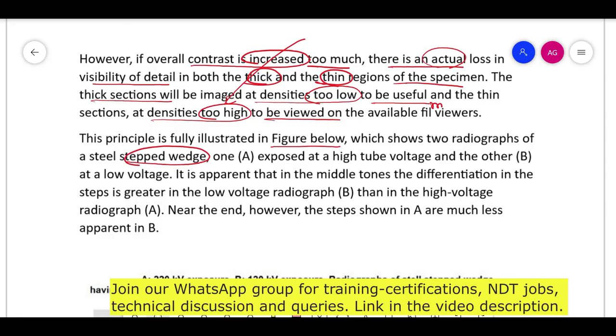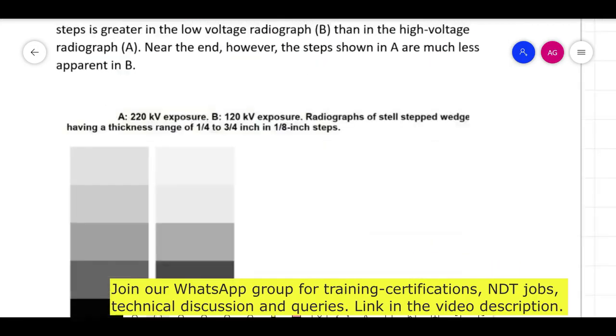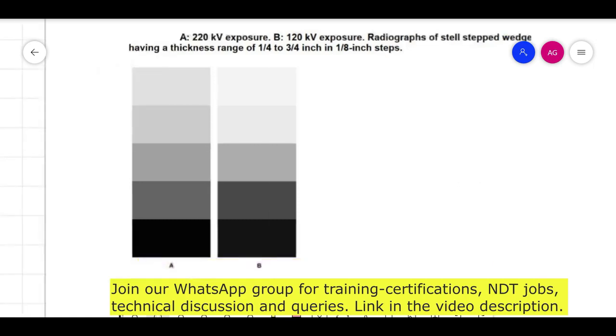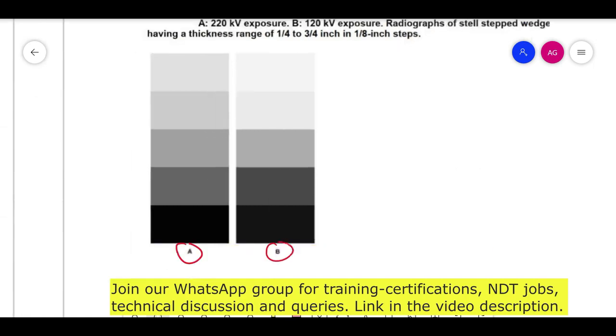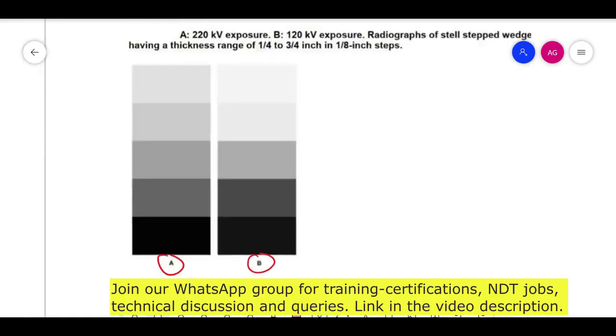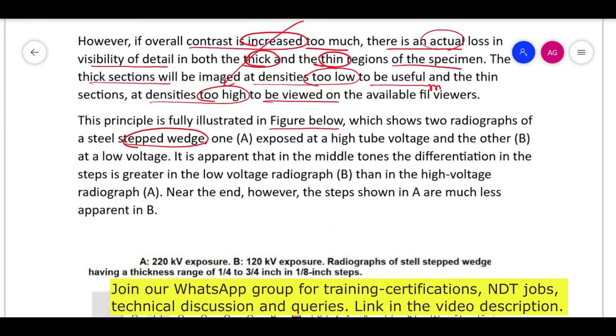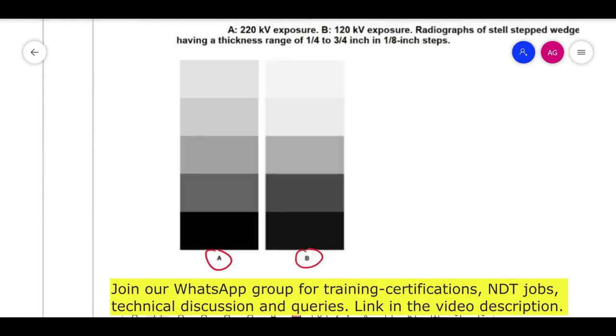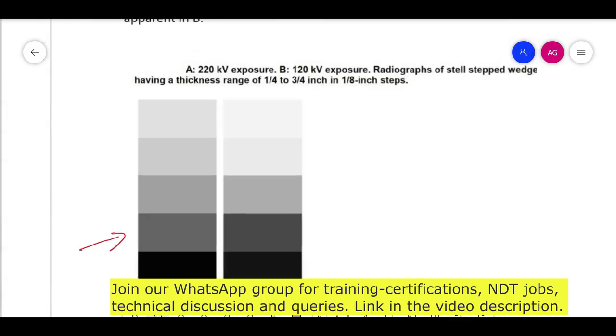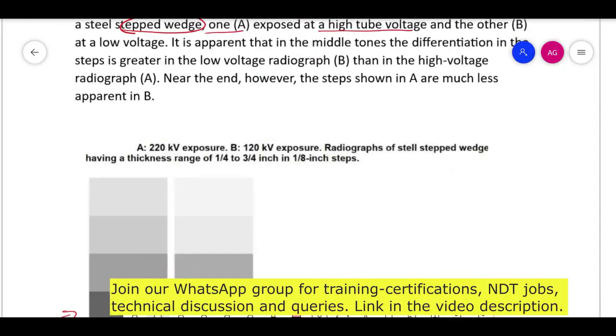Okay? Below, two radiographs of the steel step wedge are given here. You can see this. Two radiographs, A and B, are given. These two radiographs have been taken at different kilovoltages. Now the one with A is exposed at a high tube voltage. Meaning, this left radiograph is taken at high kilovoltage. Okay? So you can see it is written that film A is taken at 220 kilovoltage. Film B is taken at 120 kilovoltage.